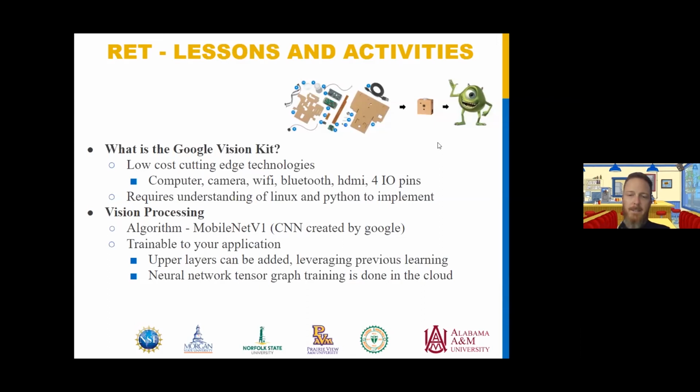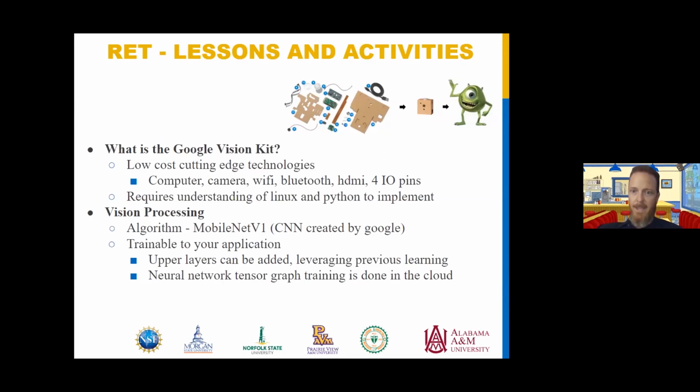The Google Vision Kit is a breakthrough technology. Its $100 price tag gives access to a computer, camera, Wi-Fi, Bluetooth, HDMI, and 4 GPIO pins. Compare this to Amazon's Deep Lens, which has a price tag of around $250 and requires internet and a subscription plan. This device has a way better opening price.